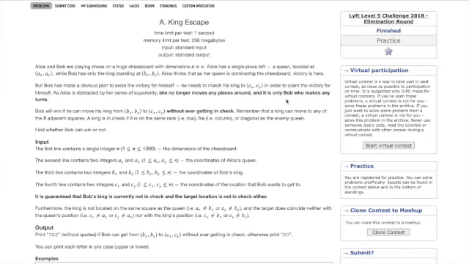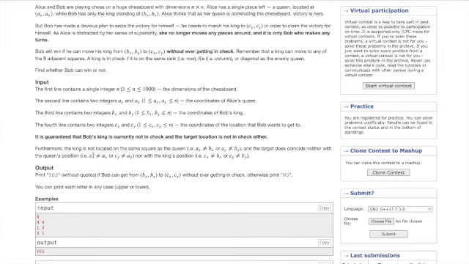And it's guaranteed that Bob's king is not currently in check, and the target location is not in check either. The king is not located on the same square as the queen, and the target coincides neither with the queen's position nor with the king's position. And we must print yes if Bob can get to the target square without ever getting in check, otherwise we print no.